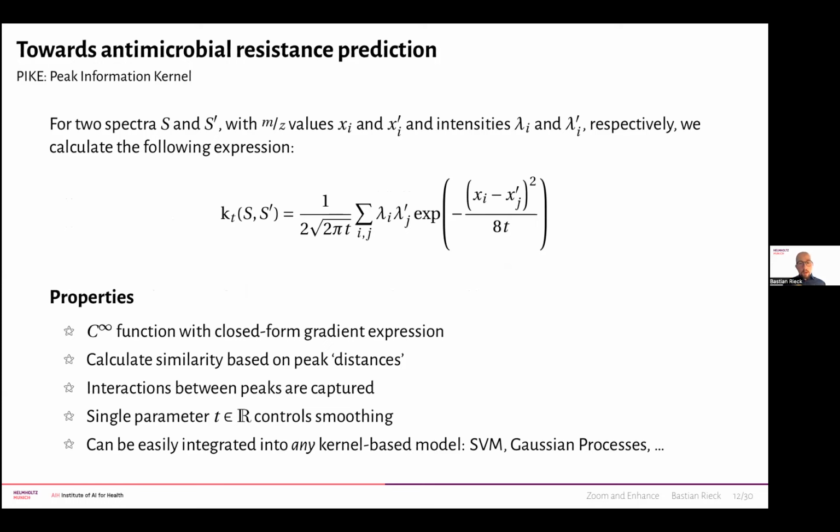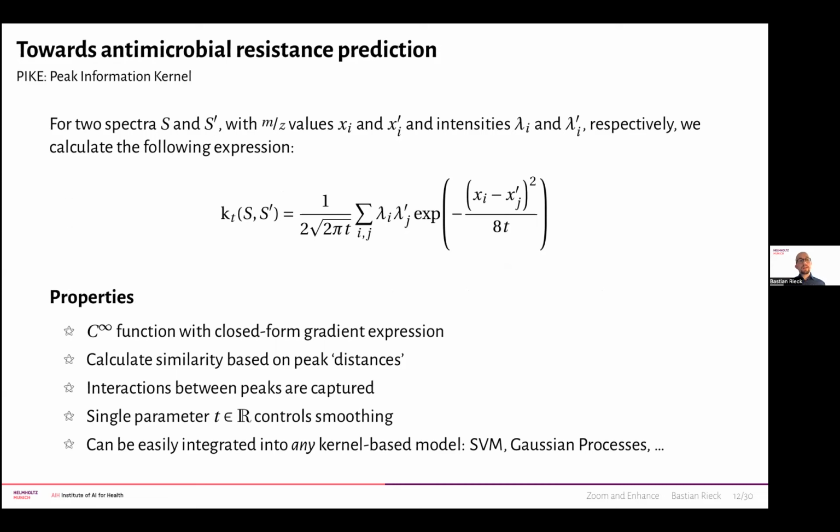Now, what we did is we picked this approach, but we did it in a somewhat different fashion. We defined what we call PIKE, the peak information kernel. And this kernel is a dissimilarity measure that takes two spectra, S and S prime, and calculates the following expression, which might look a little bit horrible at first glance, but I'm going to show you a picture later on, and you will see what it actually means. Never mind the exact details of this.